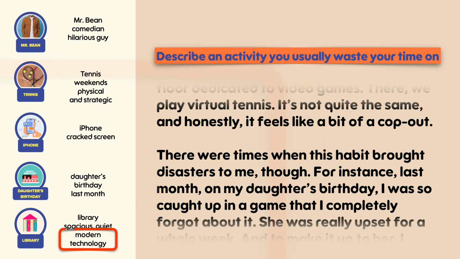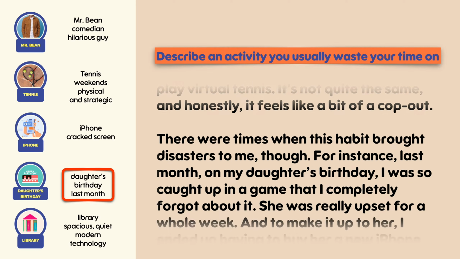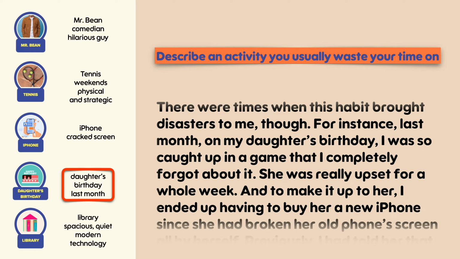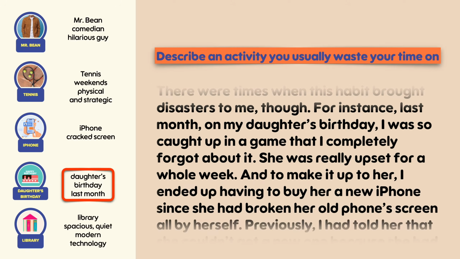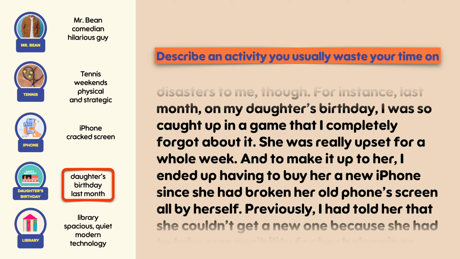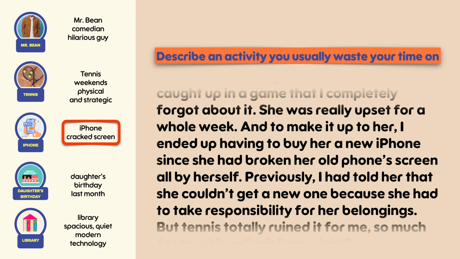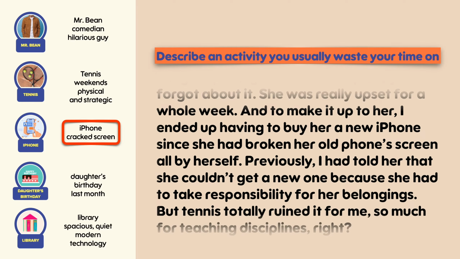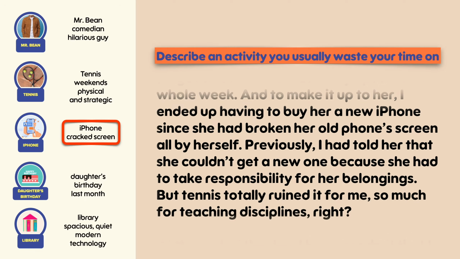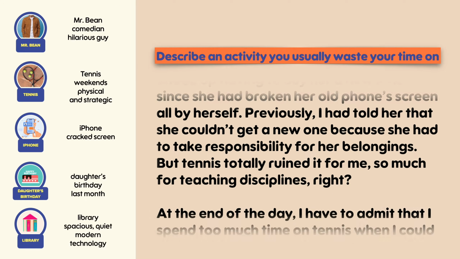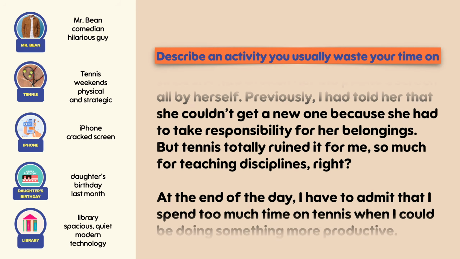For instance, last month on my daughter's birthday, I was so caught up in a game that I completely forgot about it. She was really upset for a whole week. And to make it up to her, I ended up having to buy her a new iPhone since she had broken her old phone screen all by herself. Previously, I had told her that she couldn't get a new one because she had to take responsibility for her belongings. But tennis totally ruined it for me. So much for teaching discipline, right?